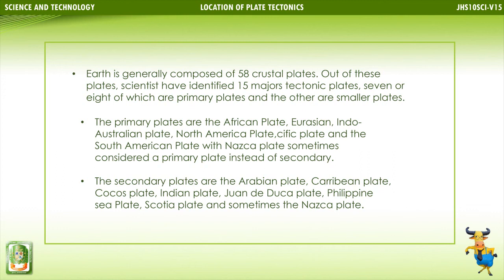The primary plates are the African plate, Eurasian plate, Indo-Australian plate, North American plate, Pacific plate, and the South American plate, with the Nazca plate sometimes considered a primary plate instead of a secondary plate. The secondary plates are the Arabian plate, Caribbean plate, Cocos plate, Indian plate, Juan de Fuca plate, Philippine Sea plate, Scotia plate, and sometimes the Nazca plate.